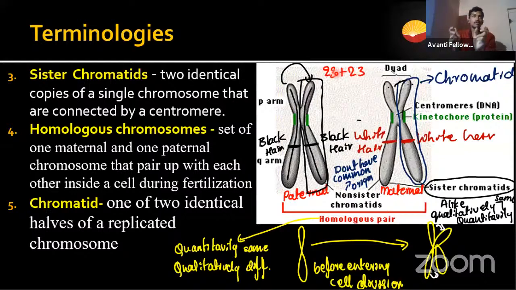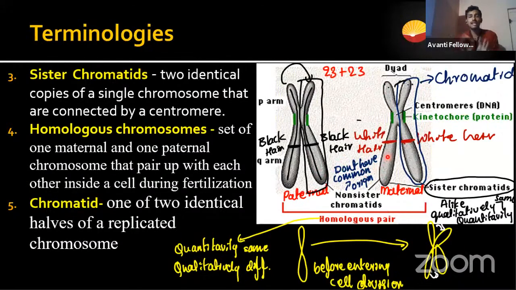So what is non-sister? Remember, if you take homologous chromosomes from the father, the paternal source, and the maternal source, then what is happening here? If I take this chromatid and compare it with this particular chromatid, the size is the same, but the characters are not the same, and they don't have the same origin, because this one has the origin of the father and this one has the origin of the mother. That's why we call it non-sister.